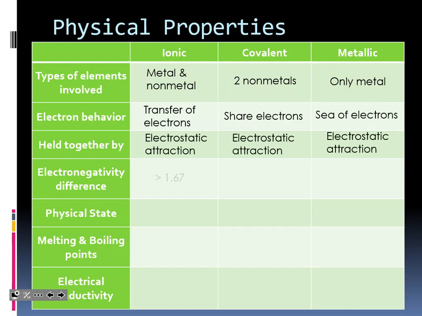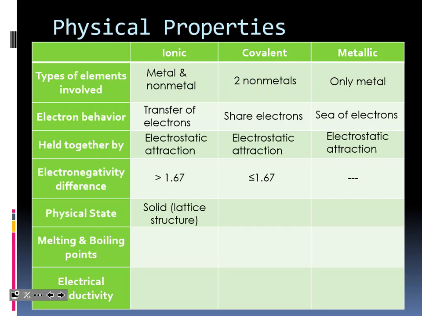The electronegativity difference: greater than 1.67 for ionic, equal to or less than 1.67 for covalent, and for metals, like an aluminum's electronegativity minus another aluminum's electronegativity is just going to give you zero. So it doesn't really apply here for the metals, because they're just a bunch of metal atoms that are together. A sheet of aluminum is just a sheet of aluminum atoms.